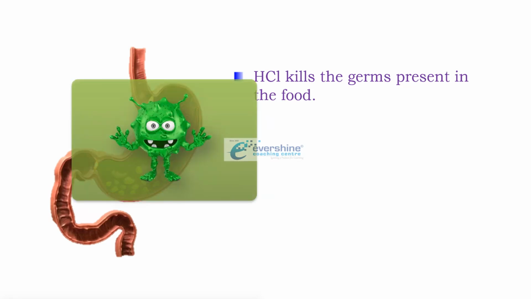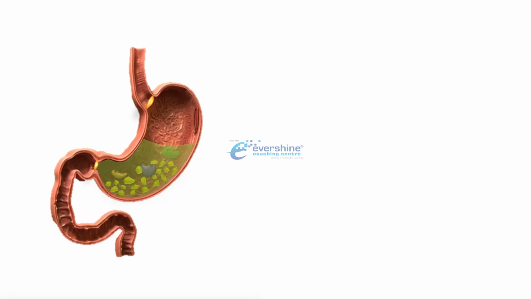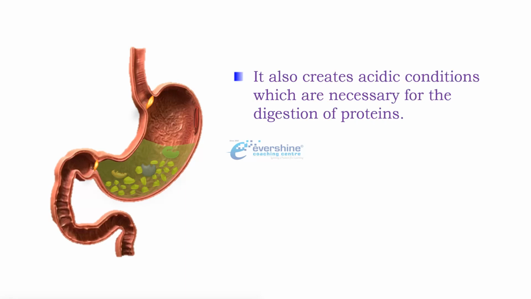Now see, here is a germ. Because of HCl, what happens? It will be killed. Then it also creates acidic conditions which are necessary for digestion of proteins. So it will create an acidic atmosphere in the stomach, and that will help in the digestion of proteins.